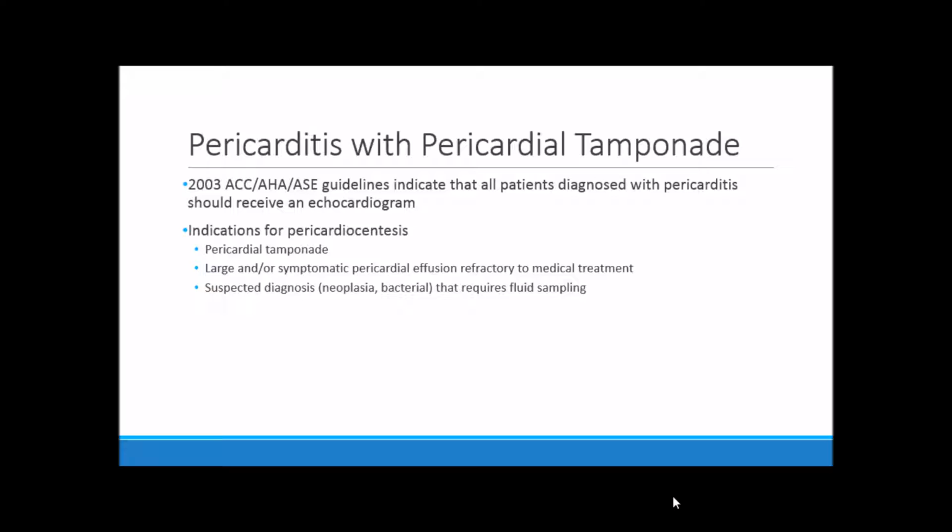Okay, now, everyone with a diagnosis of pericarditis should get an echo. They don't necessarily need an echo right this second. Okay, so sometimes it's appropriate, if you're seeing a patient as an outpatient, to schedule them for an echo in the next day or the day after. But if echo is available, you should get it as soon as possible.